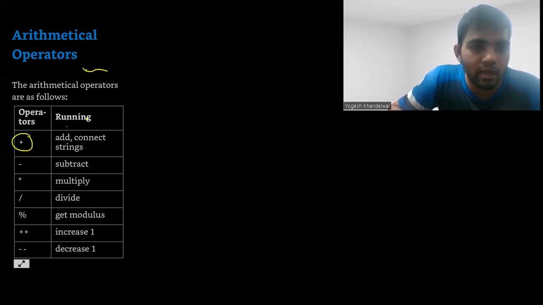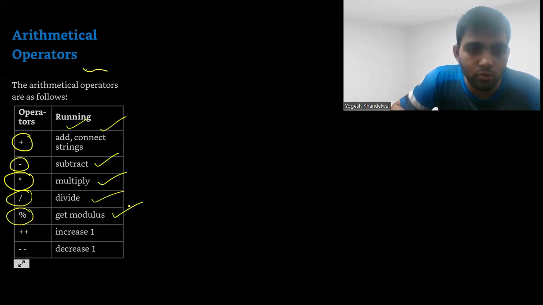So this means add or connect strings, and minus, this means subtract, this star means multiply, this slash means divide, this percent sign means get modulus, this plus plus means increase by 1, this minus minus means decrease by 1. So these are different types of arithmetic operators.